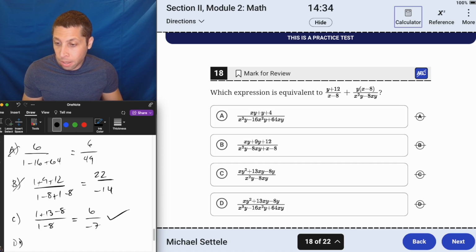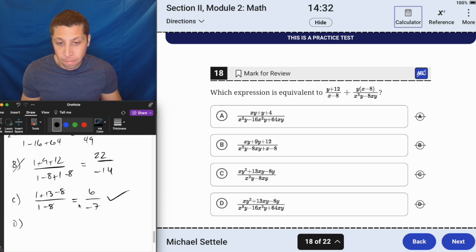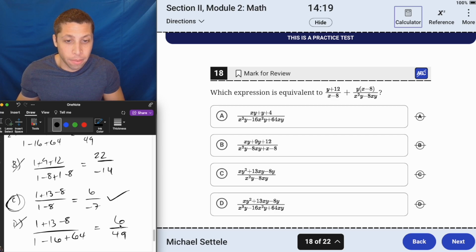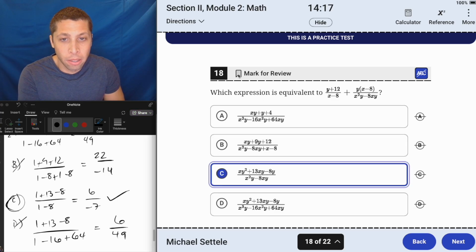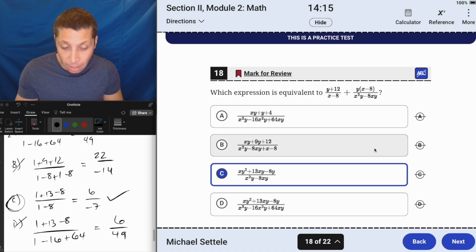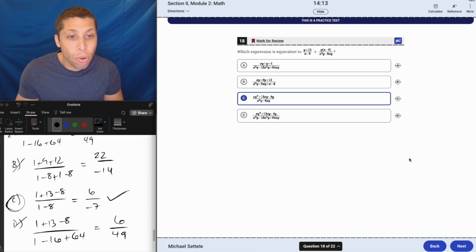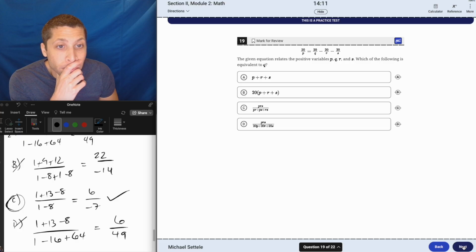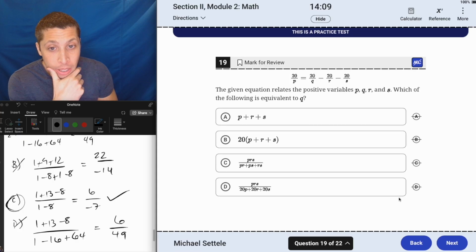We gotta check D. Okay. 1 plus 13 minus 8 over 1 minus 16 plus 64. I feel like I already did that. That's 49. And 1 plus 13 minus 8 I already did is 6, so that doesn't work either. C, done. Now I could check this in Desmos as well, but I think that was much easier than typing all that crap into Desmos. Good. I still can't read these things.